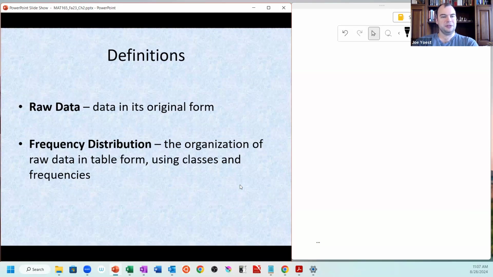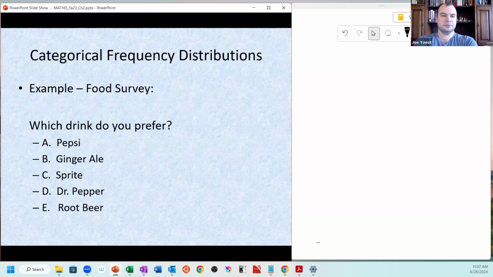A frequency distribution is where we take that raw data and organize it into a table. We use things called classes or bins. We talk about frequencies, or the number of occurrences of that bin, the number of data points that fall into that bin. And we can start by looking at categorical variables.